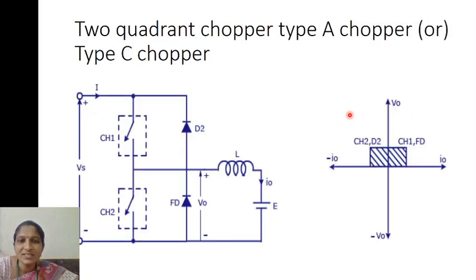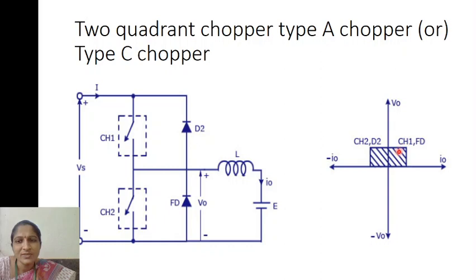So type C chopper, you can see here, this is the circuit diagram of the type C chopper. This type C chopper consists of four devices. CH1 and CH2 are choppers 1 and 2, and this is the diode D2, and this is the freewheeling diode. So it consists of two diodes, the diode D2 and the freewheeling diode FD. Now, these are the waveforms. This is the first quadrant, second quadrant, third quadrant, fourth quadrant.